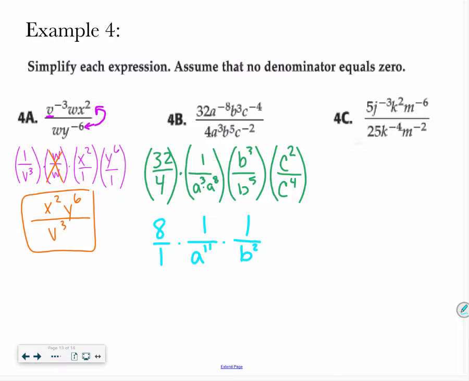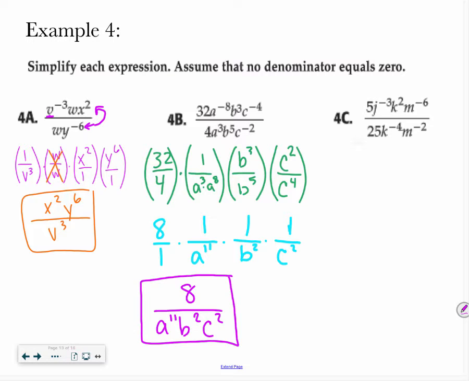1 over b squared. And then same with c. I have my bigger c exponent in my denominator, so I know my answer is going to remain down there, and they are 2 away from each other. There's going to be nothing left on top there. So then what I have to do is I have 8 times 1 times 1 times 1 on the top. Then I have a to the 11th, b to the 2nd, and c to the 2nd. That ends up being my final answer.